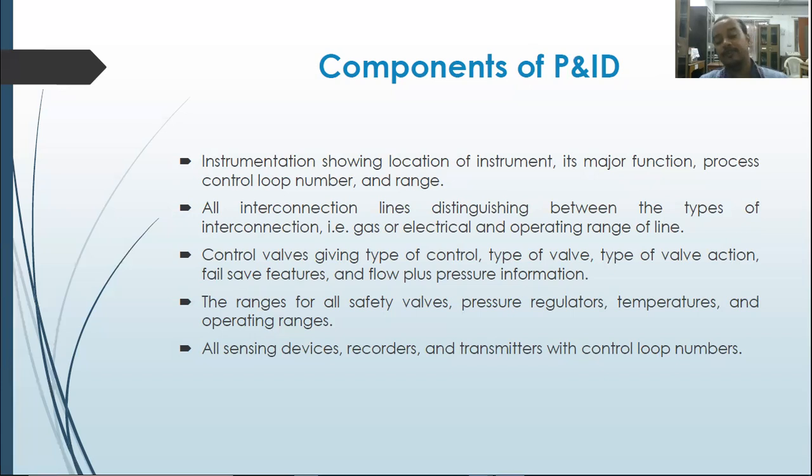The range of all the safety valves can also be identified from the P&ID diagrams. If you are using a pressure regulator, which type it is and what its range is can also be identified. Lastly, all the sensing devices, recorders and transmitters need to be identified by their tag numbers in the control loop. Not only the loop numbers, the instruments also need tag numbers, through which we can identify that this instrument is associated with the temperature control loop, this one with the level control loop, and this one with the temperature control loop.